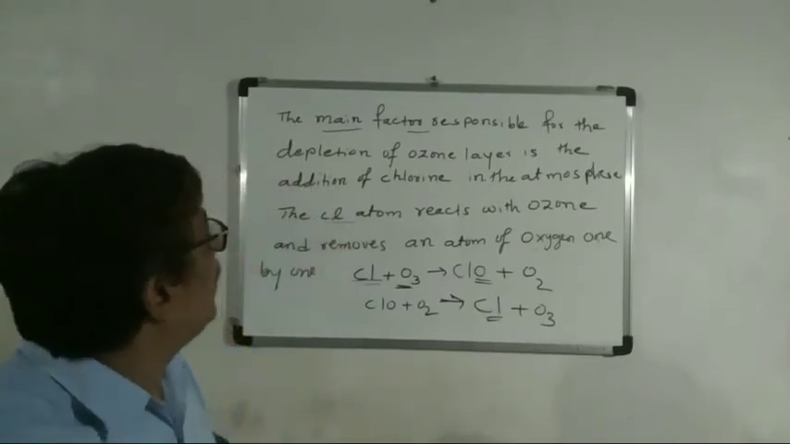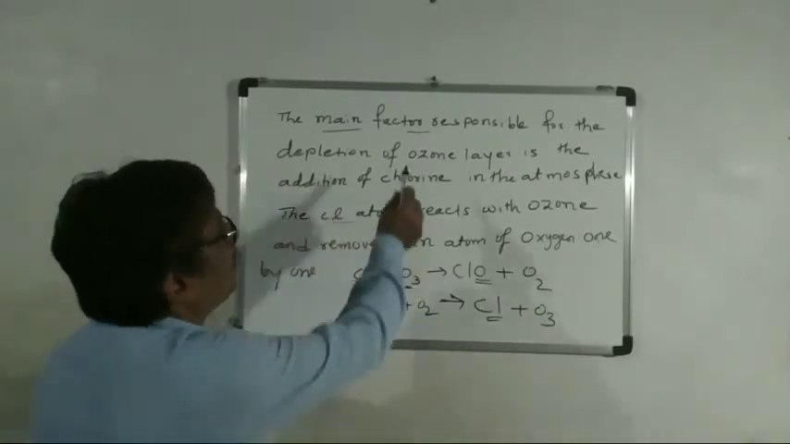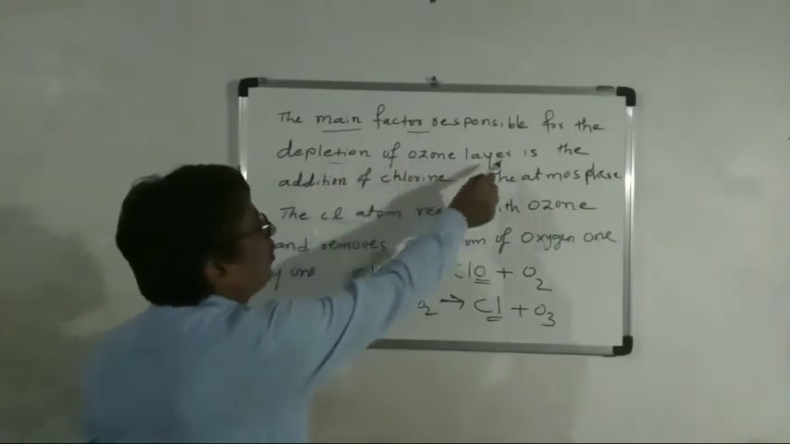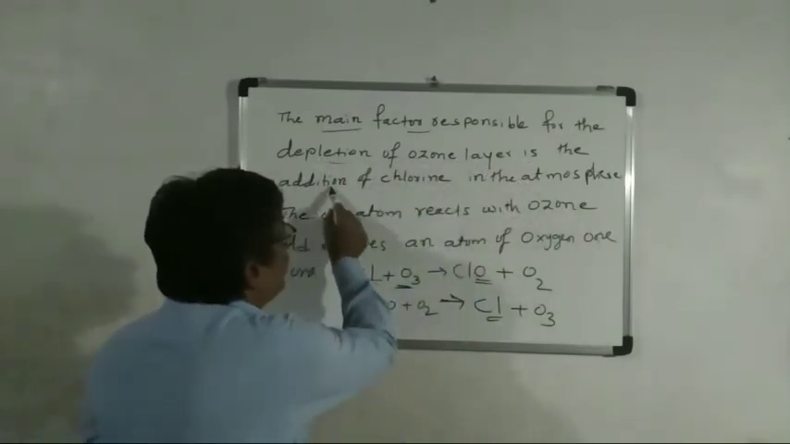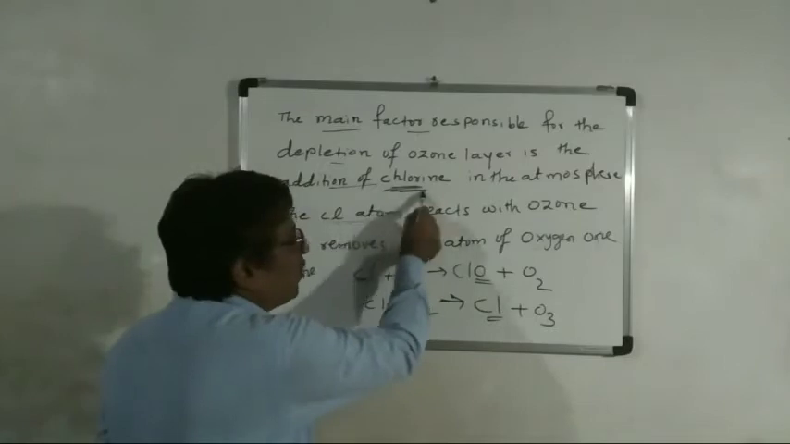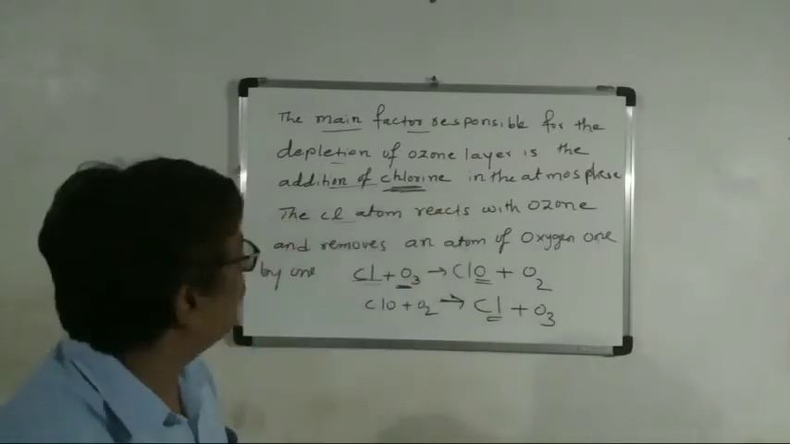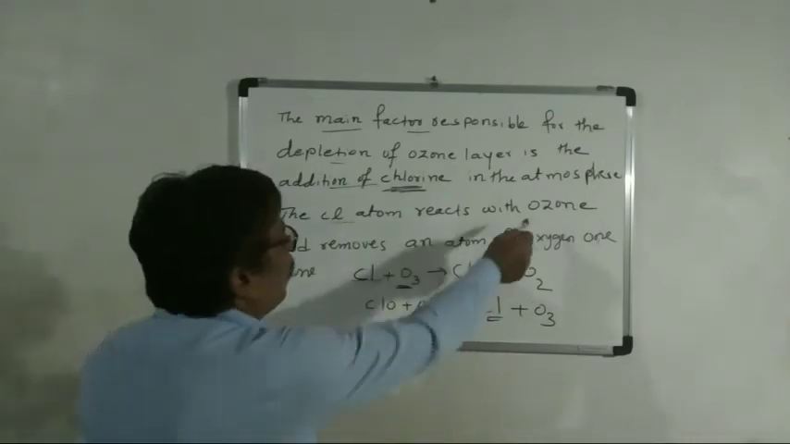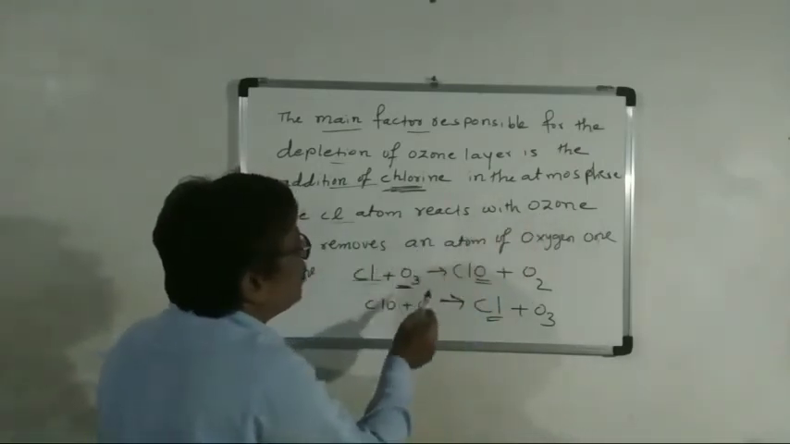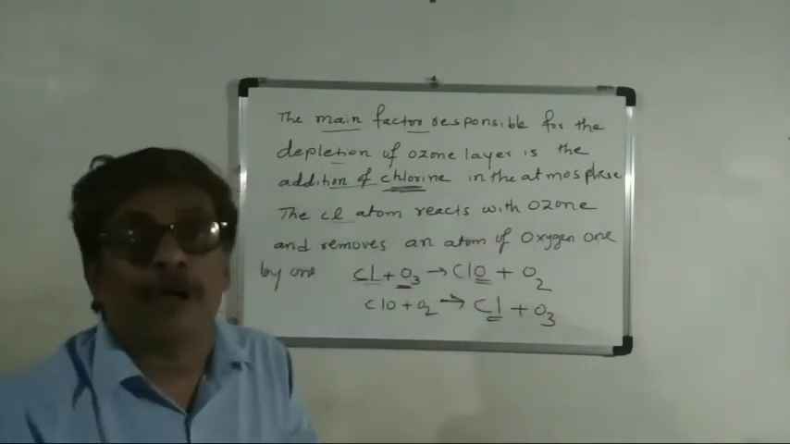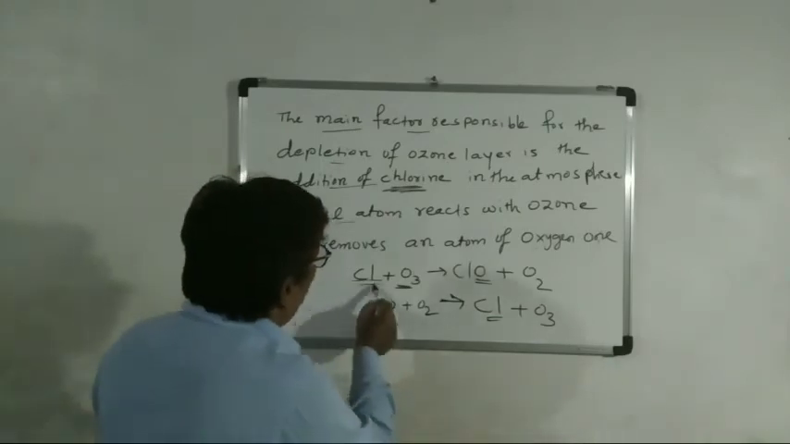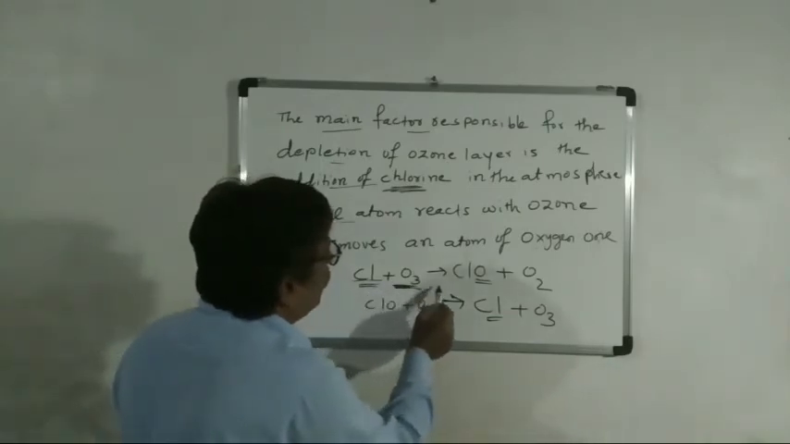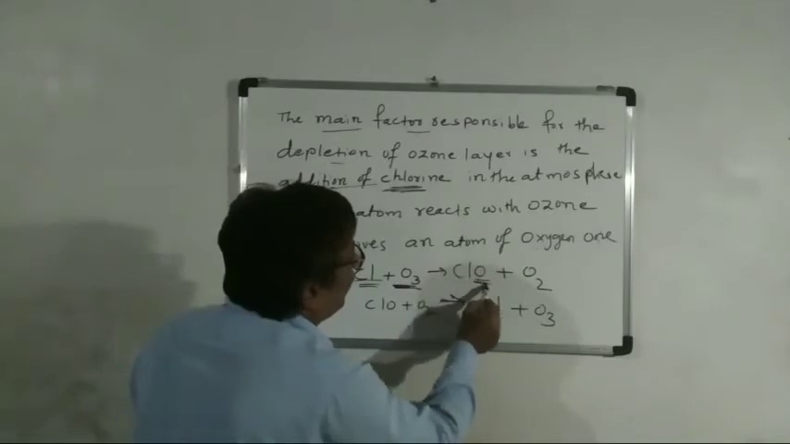So, the main factor responsible for the depletion of the ozone layer is the addition of chlorine in the atmosphere. The chlorine atom reacts with ozone and removes an atom of oxygen one by one.